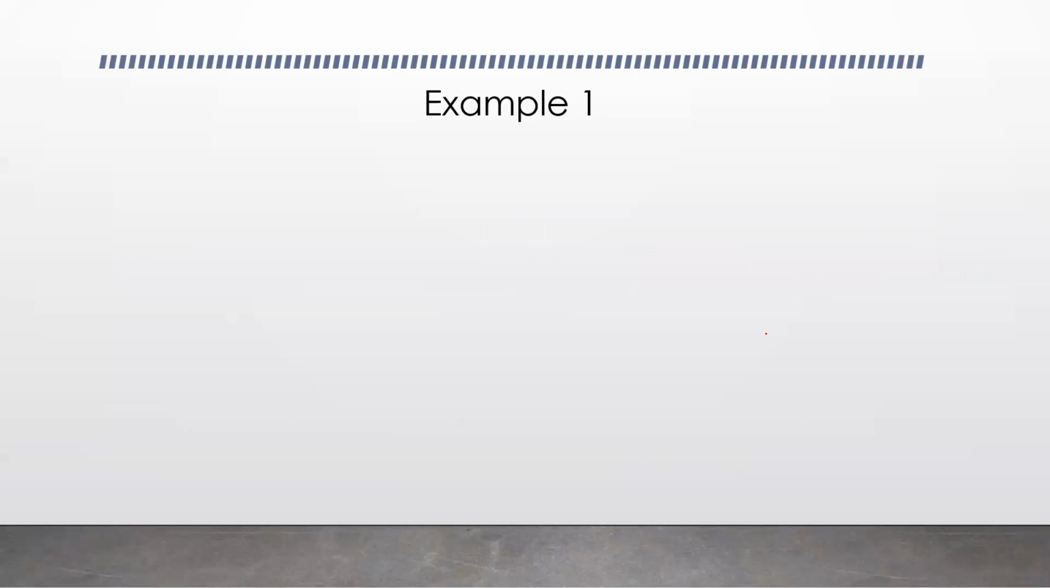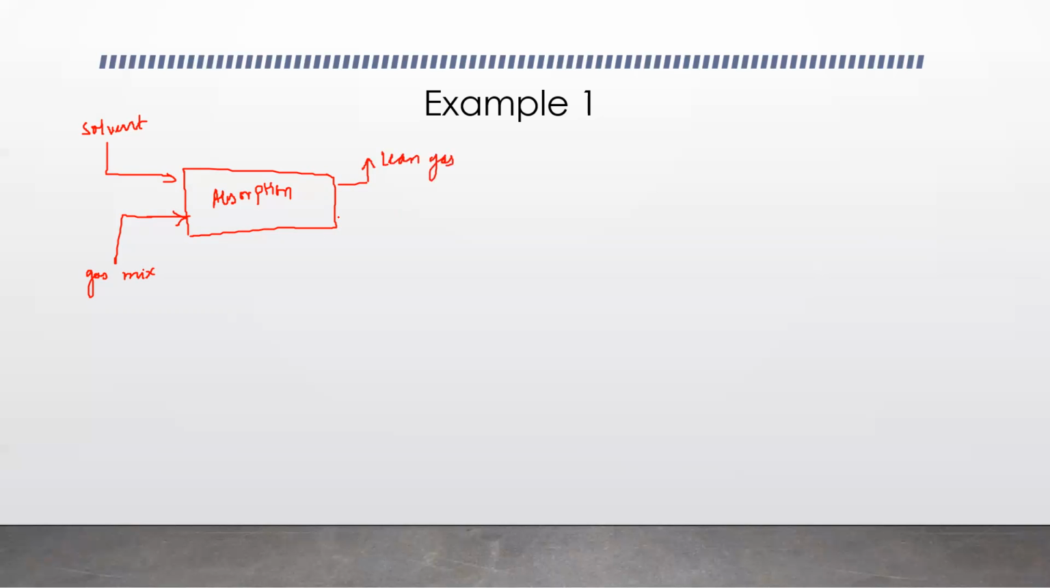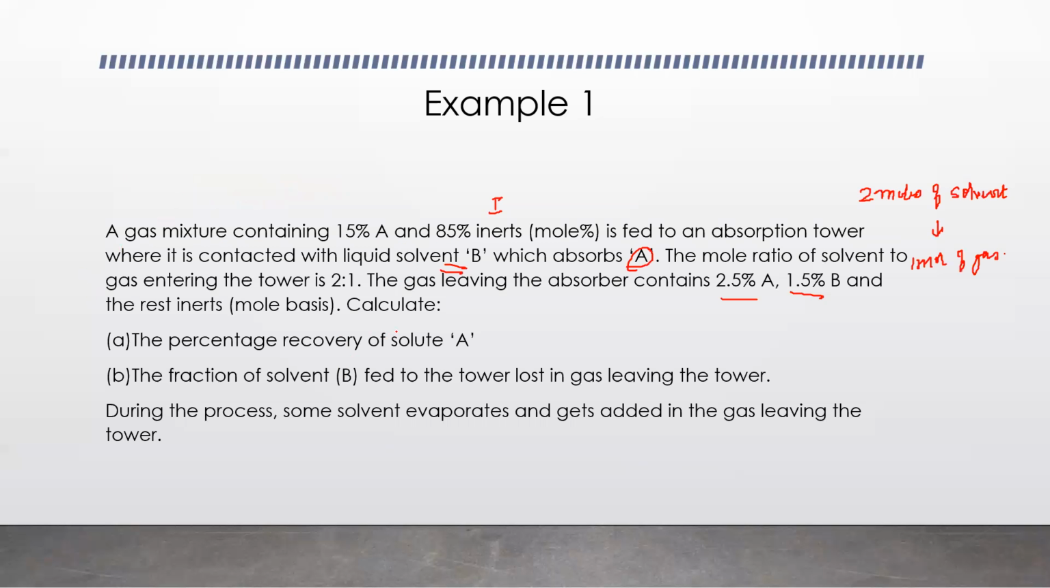So let's go ahead and form our block diagram first. Remember, for an absorption unit, whenever we have to form a block diagram, we have our gaseous mixture. Then we have our solvent. Then we have our lean gas. And we have whatever the remaining solvent plus A. Whatever is there. So that's how we have things over here.